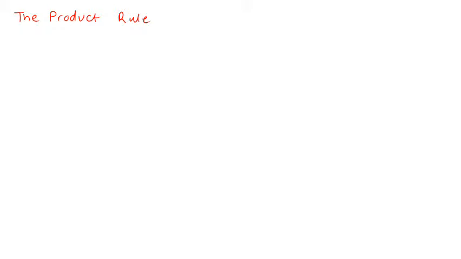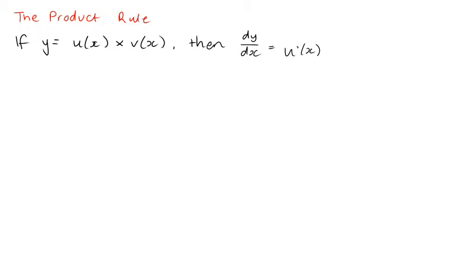So the product rule is for when you've got y equals u of x times v of x. So if you've got a function where two separate functions are being multiplied together, then dy dx equals the derivative of u times v plus u times the derivative of v.